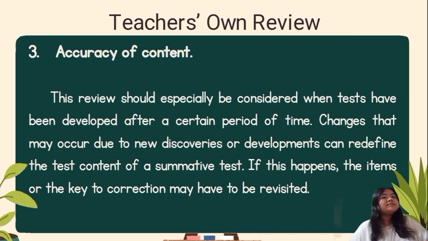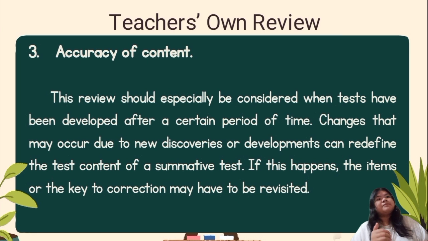The third one is the accuracy of content. This review should especially be considered when tests have been developed after a certain period of time. Changes that may occur due to new discoveries or developments can redefine the test content of a summative test. If this happens, the items or the key to correction may have to be revisited. So this point is about making sure that the content of the test is still correct and up to date. Sometimes after a test is made, new discoveries and changes in knowledge or curriculum updates can happen.